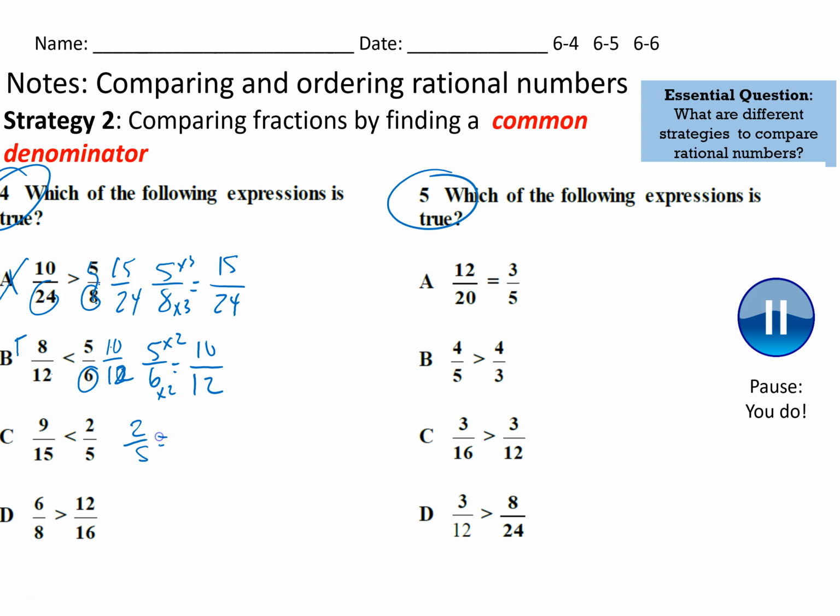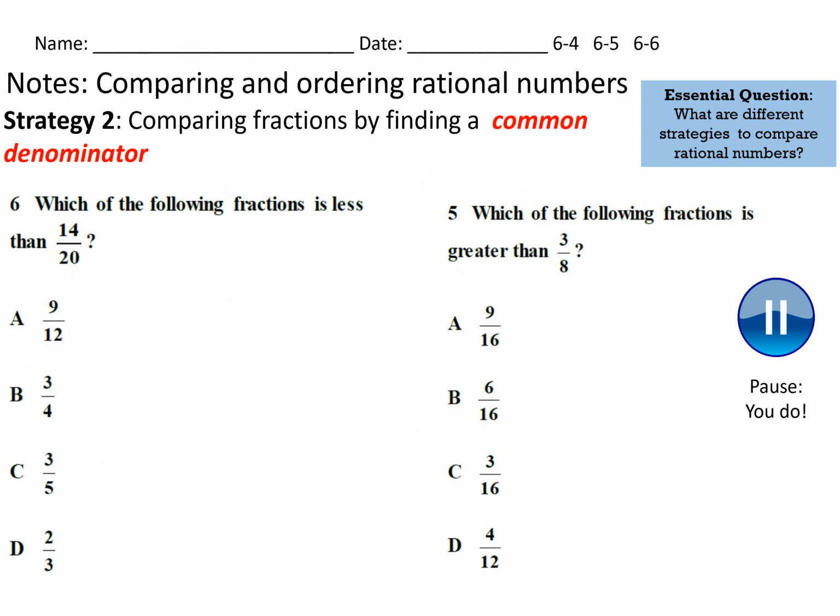2/5. 5 is a factor of 15. 5 times 3 is 15. 2 times 3 is 6. 2/5 is the same as 6/15. 9 is greater than 6, so this is false. 8 is a factor of 16, so I'm going to convert 6/8 times 2 is 12. These two are actually equal to each other, so that's wrong. All right, I'll let you go ahead and do this one.